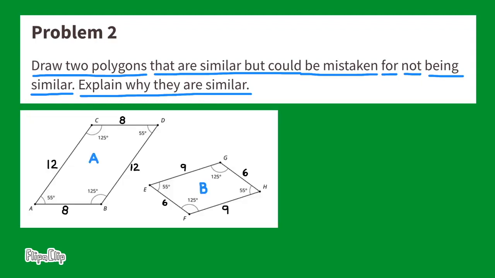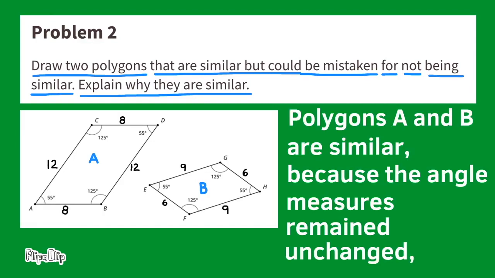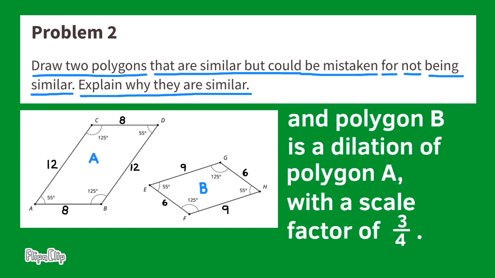Here's an example of two polygons that are similar but could be mistaken for not being similar. Polygons A and B are similar because the angle measures remained unchanged, and polygon B is a dilation of polygon A with a scale factor of 3/4.